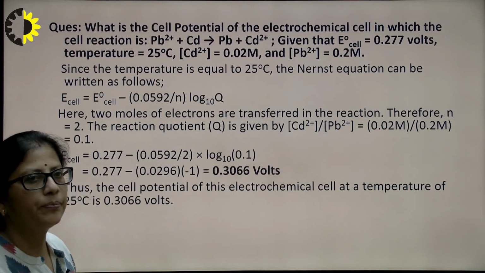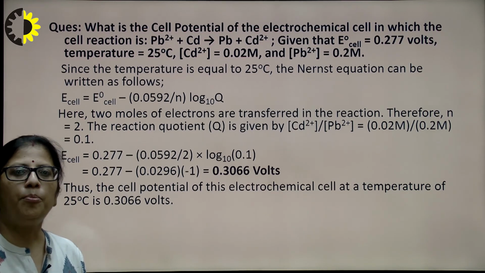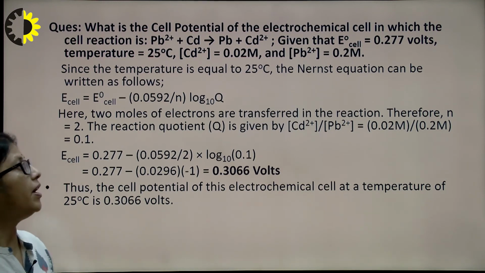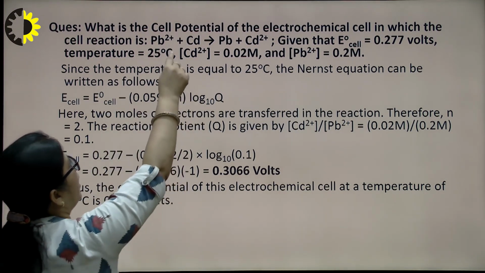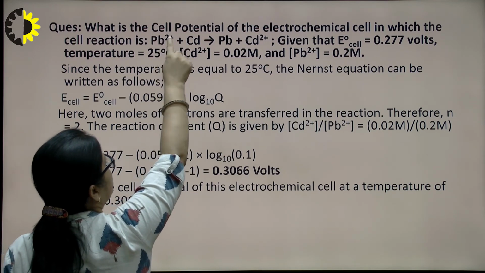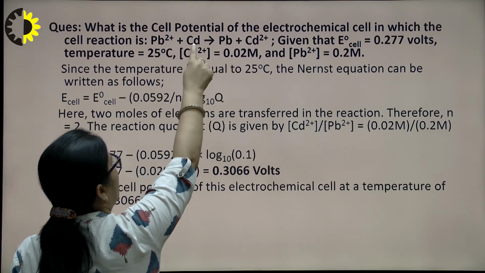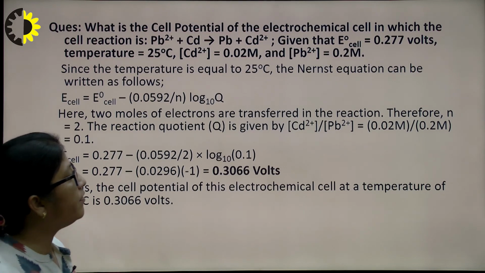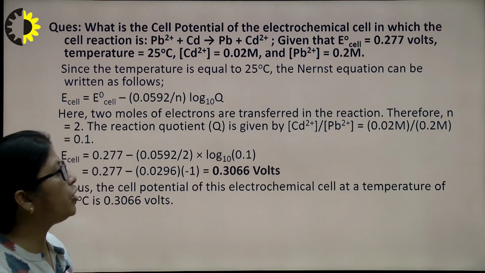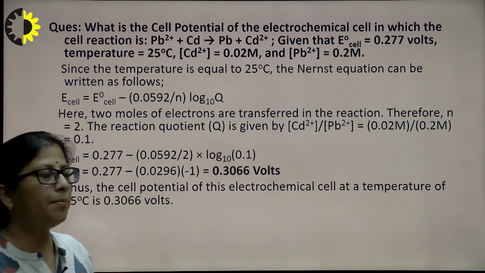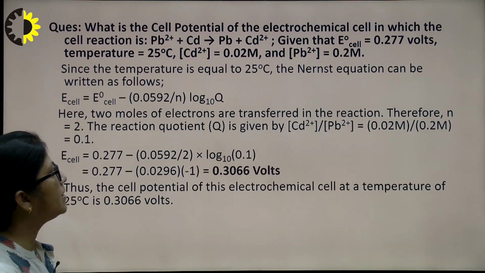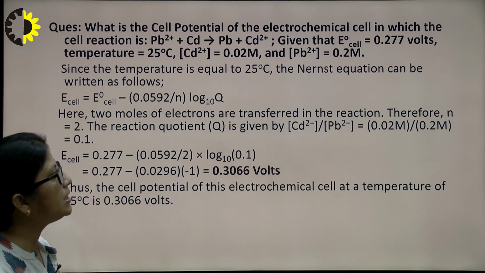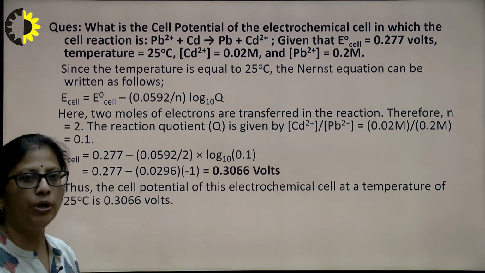Another example, what is the cell potential of the electrochemical cell in which the cell reaction is given, and in the cell reaction we can see the lead is accepting the electrons and it is undergoing reduction, whereas cadmium is releasing the electrons and it is undergoing oxidation. And we have been given that E naught cell is equal to 0.77 volts and the temperature is 25 degrees centigrade, concentration of cadmium ion is 0.02 molar and lead ion is of 0.2 molar.